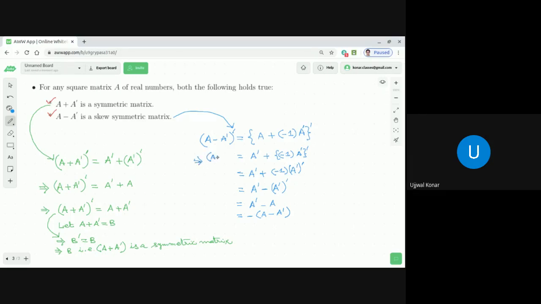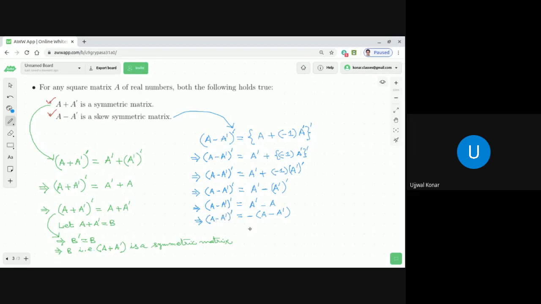This implies A minus A transpose. All these things I can write, no? A transpose. This implies A minus A transpose.